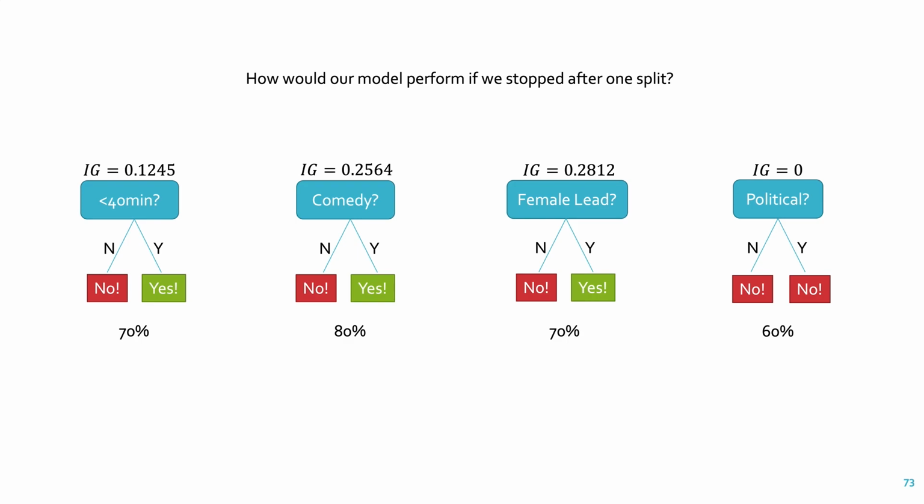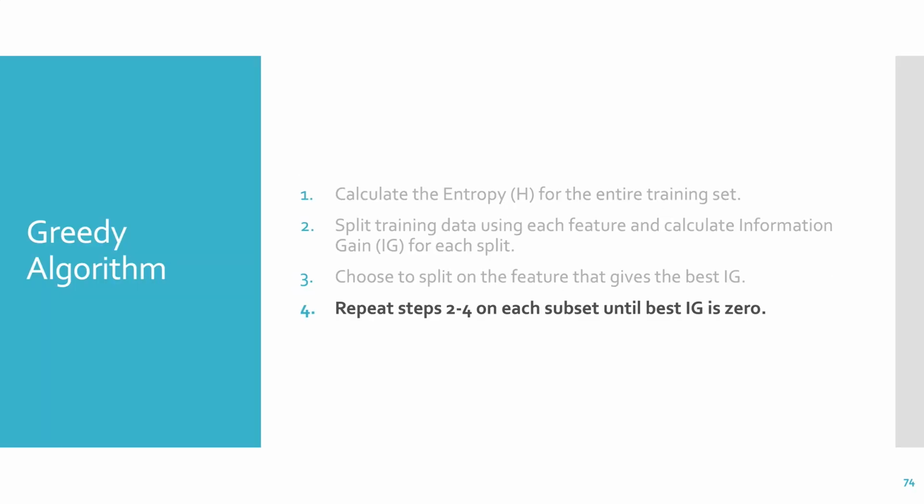Now on to step 4 of the algorithm, which is just to repeat this process down the tree. From here on out, we're going to be looking at subsets of the data when calculating information gain. This is important because the first term in information gain is the entropy of the full set. Since we've split the data based on a feature, namely female lead, we no longer have access to the full data set on either side of the tree. So instead of entropy on the full set, we're interested in entropy of the subset.